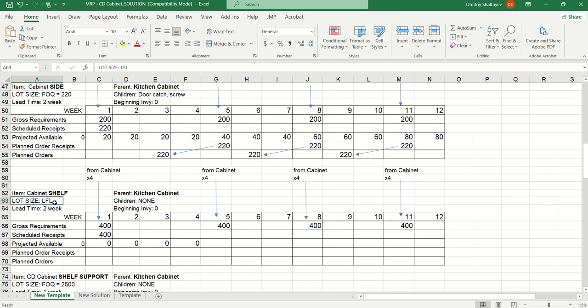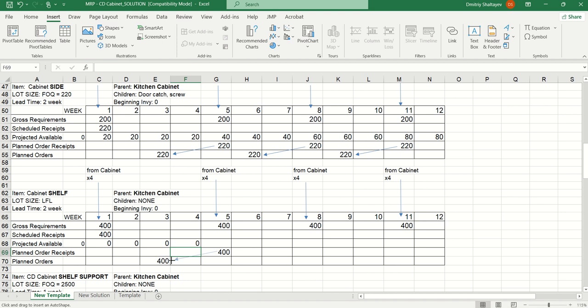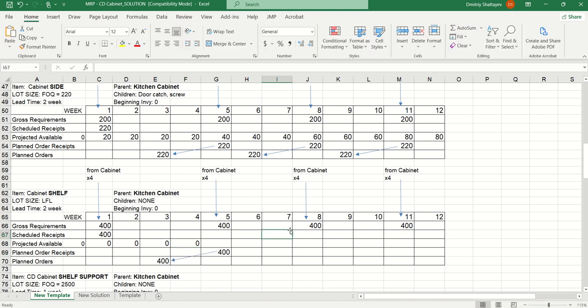Okay, if that would be 550 shelves, right? And I would write here 550 because that's my standard batch. But it's lot for lot, so therefore what I need is what I'm going to order and what I'm going to receive. So I'm receiving 400. 2 weeks is the lead time, which means that the order will be placed in week number 3, 400. And I'm going to connect that with an arrow just to show that these 400 are linked together, right? Okay. So 400 shelves will come in week number 5.